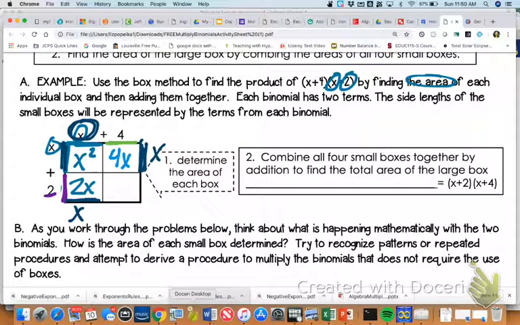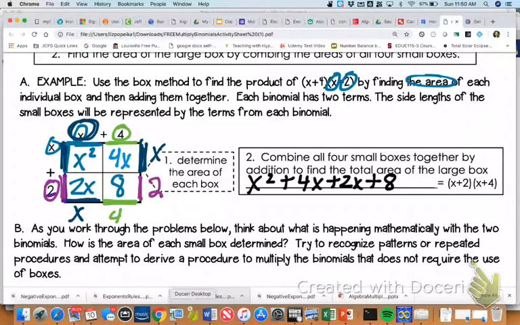And last but not least, the bottom right, so the width would be 4, because the one up here at the top was 4. It's a rectangle, so if the top was 4, the bottom is going to be 4. And if this side was 2, that means that this side has to be 2, and 2 times 4 is 8. So we found each individual area, and now we're going to add them together. So x squared plus 4x plus 2x plus 8.